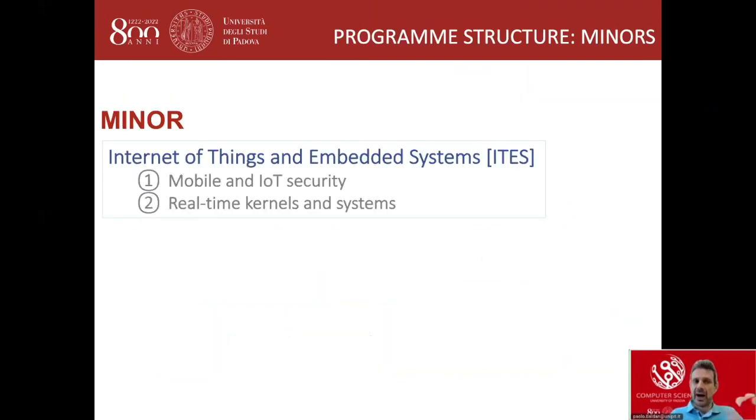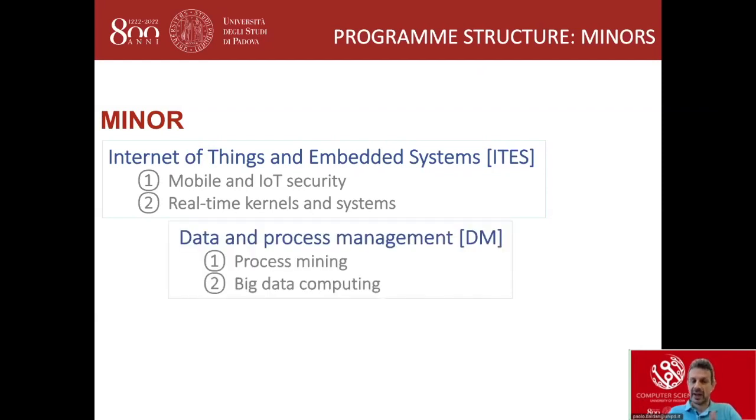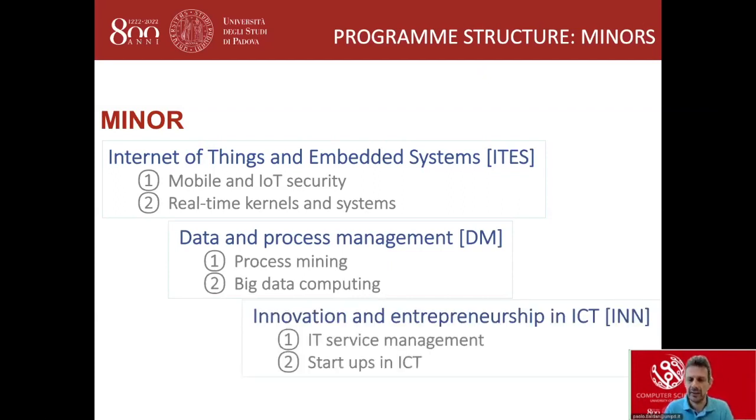Then you have three minors. The first one is on Internet of Things and embedded systems, with courses on mobile and IoT security and real-time kernels and systems. The second minor is about the management of large quantities of data. So you have data and process management with courses on process mining and big data computing. And the last minor is on economic and management themes. So it is innovation and entrepreneurship in ICT with courses in ICT service management and startups in ICT.